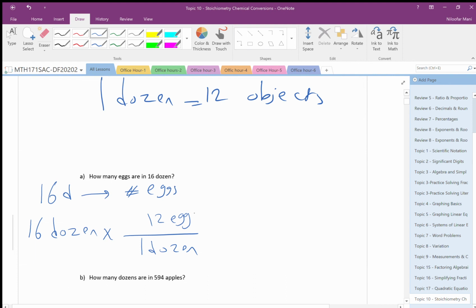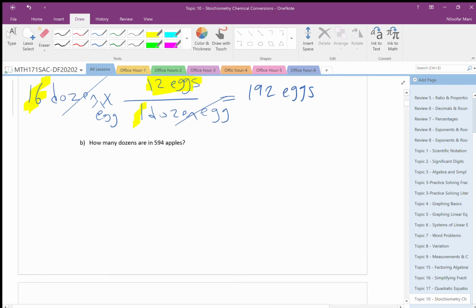Then I cancel this and this, and what is left is this, this and this. So the answer is 192 eggs.